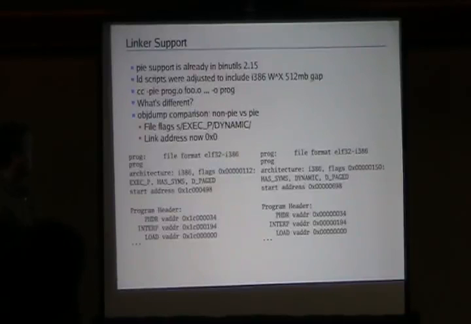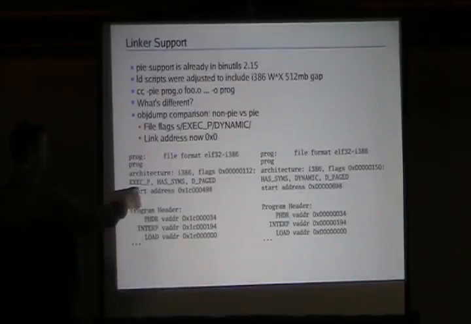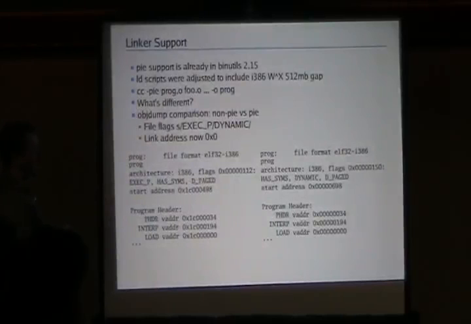So if you take a look at the objdump output from a program that's been linked with PIE versus a fixed program, you'll see that a fixed program has the EXEC_P file flag, and the PIE program has the DYNAMIC file flag. The fixed program is linked at a fixed address, whereas the PIE program is linked at zero and has the position-independent objects in it.